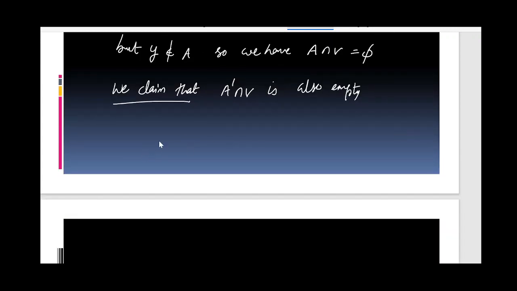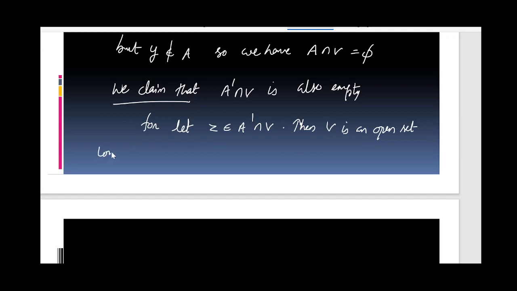A dash intersection V is also empty. Let Z belong to A dash intersection V. Then V is an open set containing Z, which is an accumulation point of A, because Z belongs to A dash and Z belongs to V. Now V is an open set containing Z, and Z belongs to A dash implies Z is an accumulation point of A.